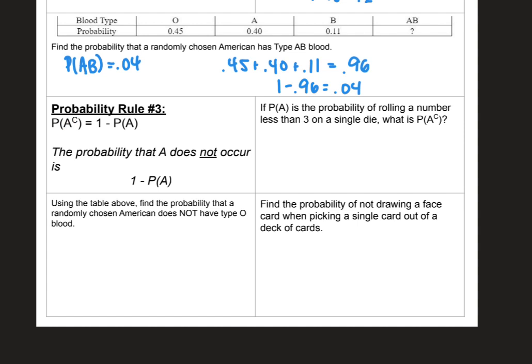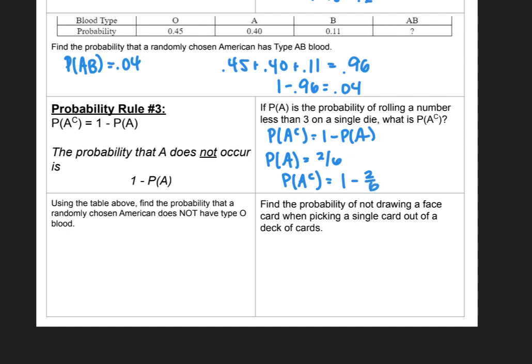So it says if P(A) is the probability of rolling a number less than 3 on a single die, what is the probability of A complement? So using our formula, 1 minus the probability of A. Probability of A is rolling a number less than 3 on a single die. So the probability of A, less than 3, would be rolling a 1 or a 2. So that's 2 out of 6. So that means the probability of A complement is going to be 1 minus 2 out of 6.